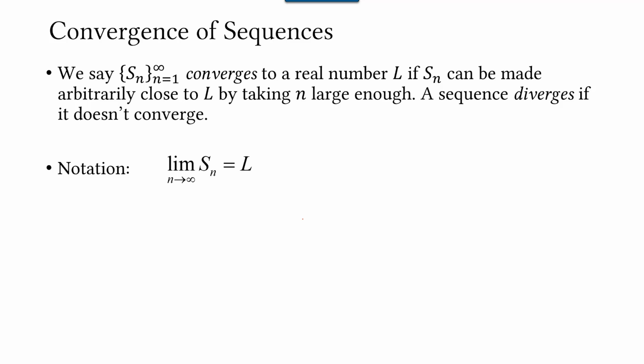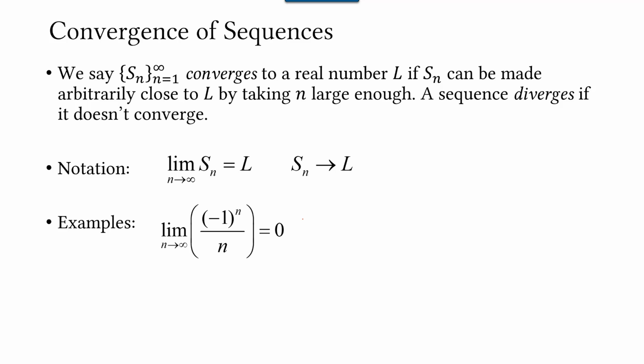So we often use limit notation to indicate the convergence of a sequence. Here we have the limit as n goes to infinity of s sub n is equal to capital L. Sometimes we avoid the limit notation and just use an arrow, s sub n arrow L, to represent the same idea. So as we noted, our example that we had graphed has limit equal to 0. In other words, the sequence converges to 0.